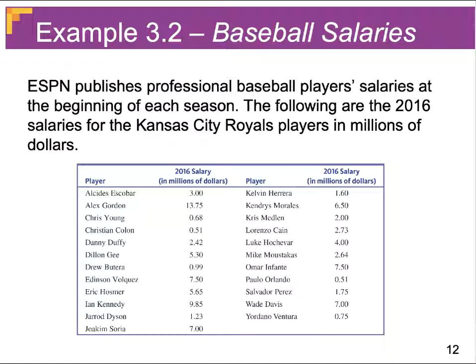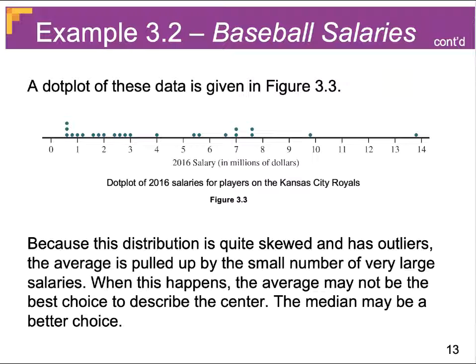Here's another example looking at baseball player salaries at the beginning of each season. So this is the 2016 salaries for the Kansas City Royals. These are given in millions of dollars just to make the numbers simpler. We'll see that there are a few athletes that are making a lot of money. I mean, anybody making anywhere close to these amounts of money are making a lot of money. But within the context of the rest of them, there are a few that are making a lot more than the others.